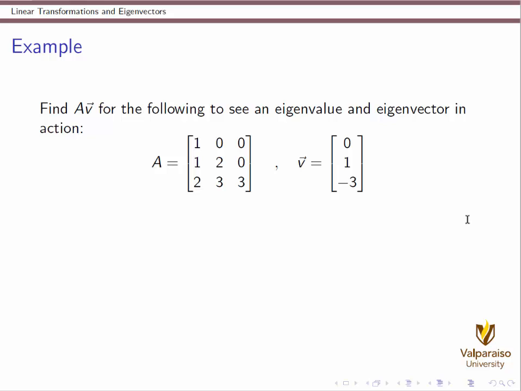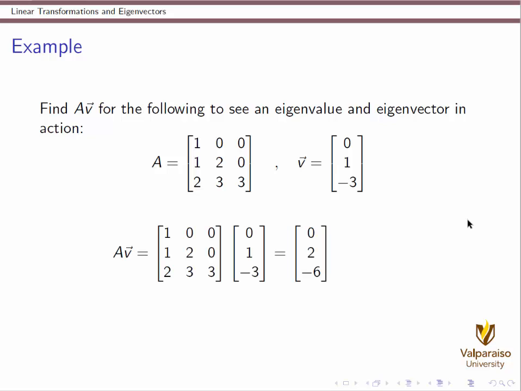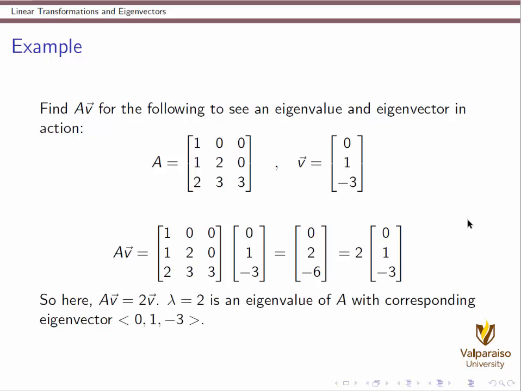Here's how this works in action. Here's a matrix A and a vector v. We can multiply them. We will produce the vector 0, 2, negative 6. And note that that new vector is just 2 times the original vector. And so A acted on v and it returned 2 times v. And that's it. That's how we see an eigenvalue and corresponding eigenvector in action. We would say here that lambda equals 2 is an eigenvalue of A with corresponding eigenvector 0, 1, negative 3.